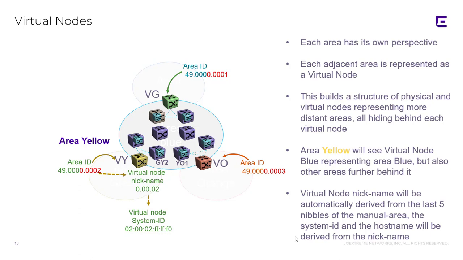The other thing that we've done to make this easy is that we've automated as much as possible the virtual node and its creation: the nickname assignment, the system ID, the host name. We make that as automatic as possible. Now, I want to emphasize that you can go in. There are commands in the CLI for you to actually be very specific in the way you want to have these deployed, but it's not necessary. We basically derive it from the last 5 nibbles of the manual area, and then we go from there. And it's a pretty rock solid way to move forward. We suggest that you keep this as your default behavior. However, you can go in and actually manually indicate what you want these values to be.